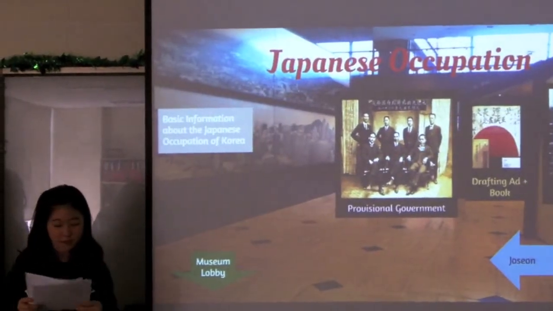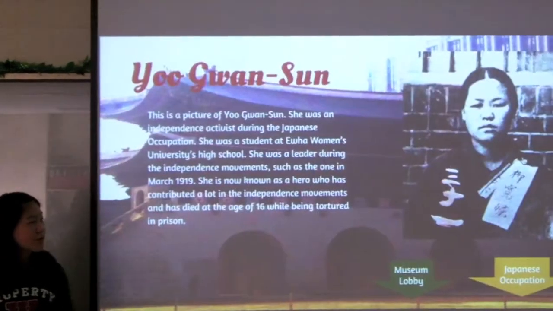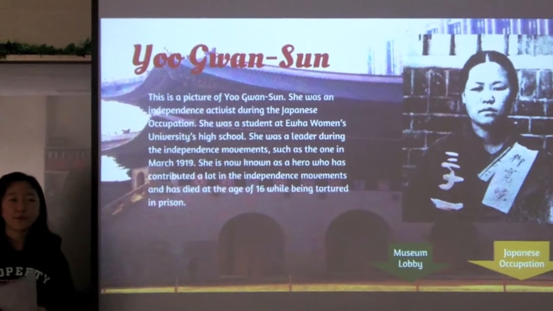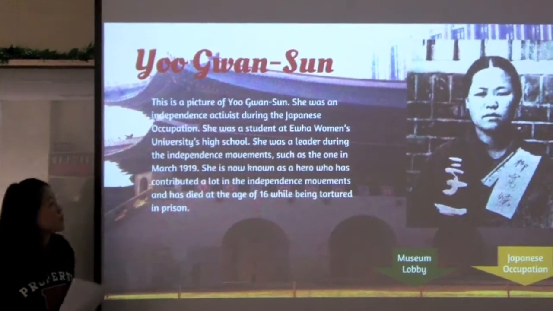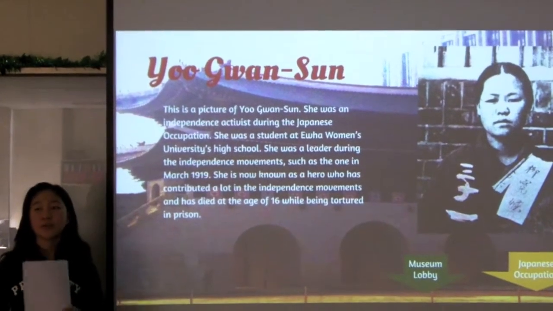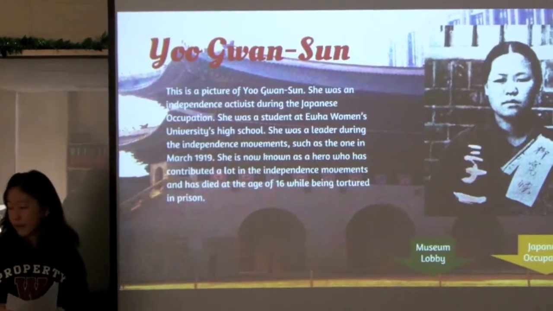The first person I'll talk about is Yu Kwan-soon, and she's very important because she's a young person, unlike the other rights activists. And she's very important because she died at a young age, getting tortured because she was a patriot for Korea.